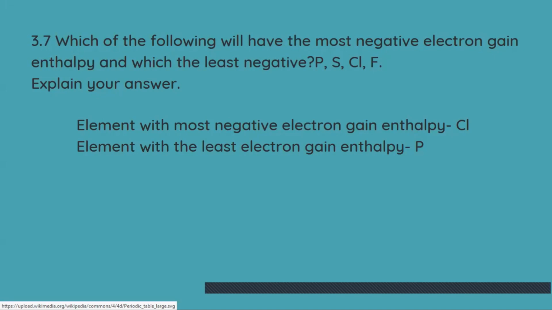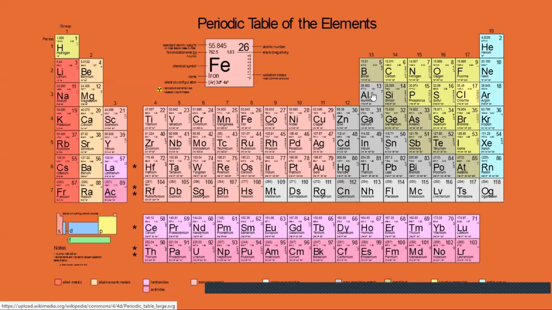So elements which are on the right side of the periodic table will, except for the noble gases, have a highly negative electron gain enthalpy, and so chlorine will have the highest because it's at this extreme. Fluorine is lesser than chlorine because of the small size. Sulfur will have more negative electron gain enthalpy. So the least in that set is phosphorus, because the electron gain enthalpy becomes more negative on the right side of the periodic table than the left.